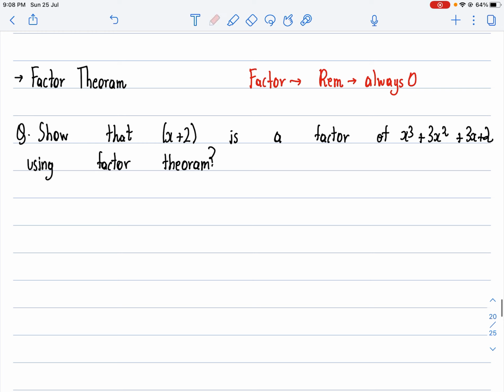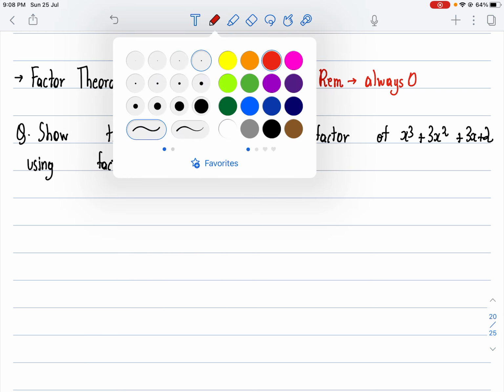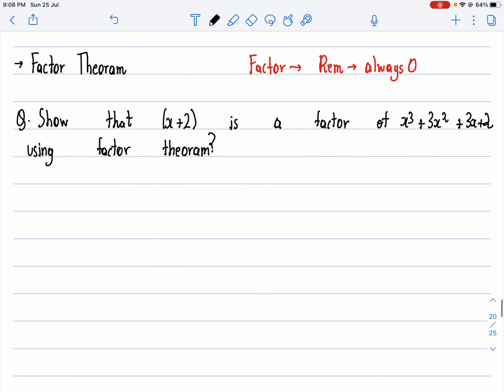So let's do an example. I've taken an example here. The question is: show that x plus 2 is a factor of x cube plus 3x square plus 3x plus 2 using the factor theorem. When they specify factor theorem or remainder theorem, you need to stick to that. You can't use your own method, something like full division.